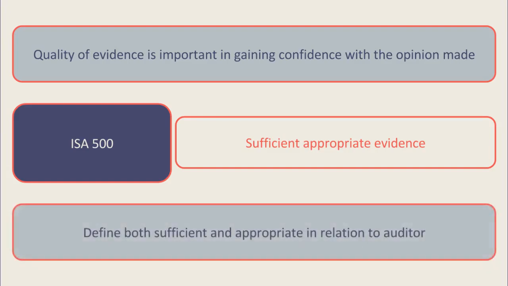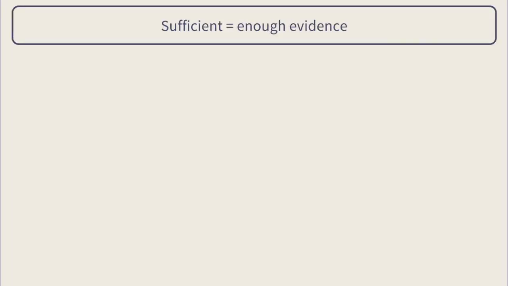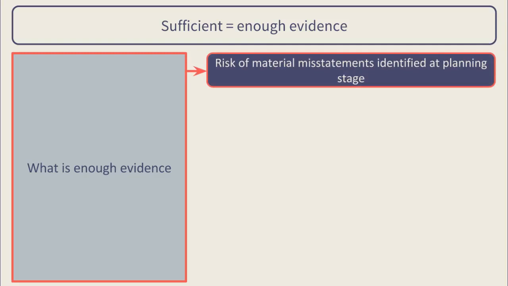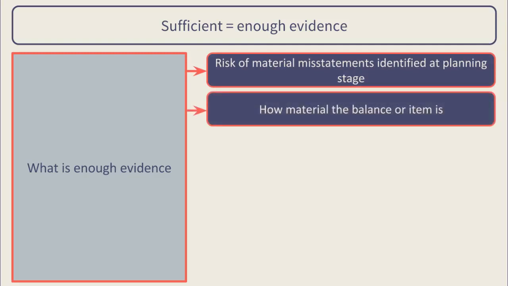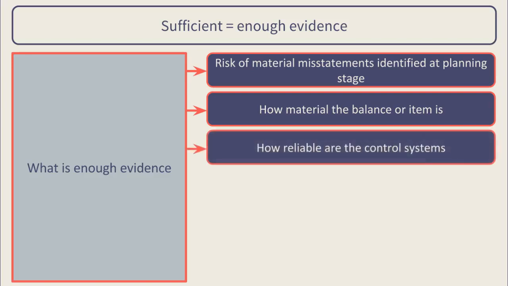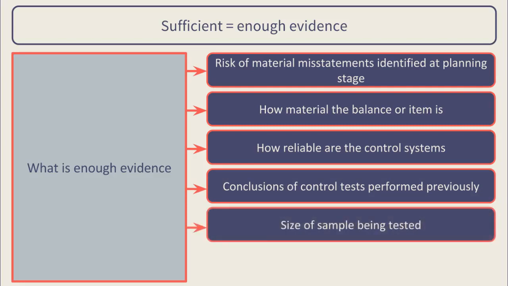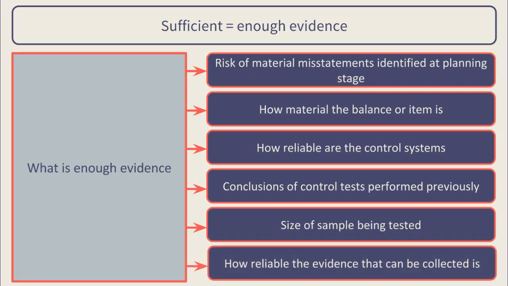We can define both sufficient and appropriate in relation to the auditor. Sufficient means enough evidence, so the auditor must obtain enough evidence to form an opinion. When deciding what is enough evidence, the auditor must consider the following: the risk of material misstatements identified at the planning stage, how material the balance or item is, how reliable the control systems are, the conclusions of the control tests performed previously, the size of the sample being tested, and how reliable the evidence that can be collected is.